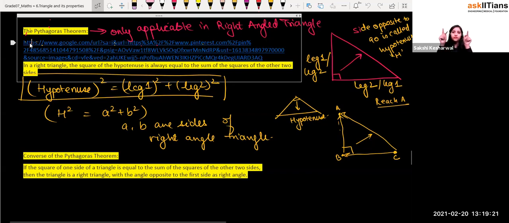If you make a square with the side C, a square with the side A, and a square with the side B, you will see that the area of the two sides, A square plus B square, is equal to C square. This is being taught over here, right?